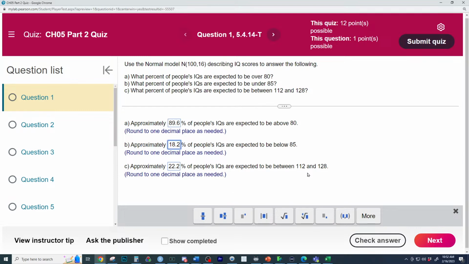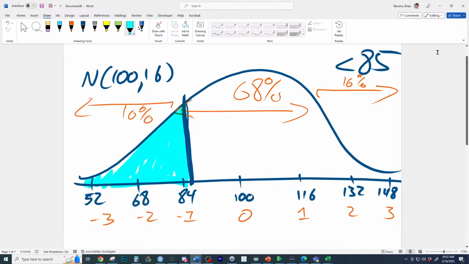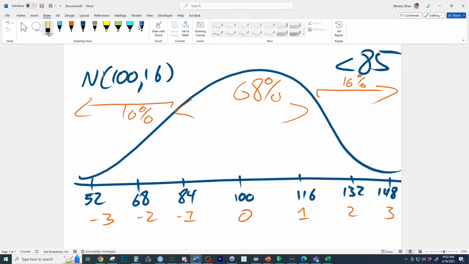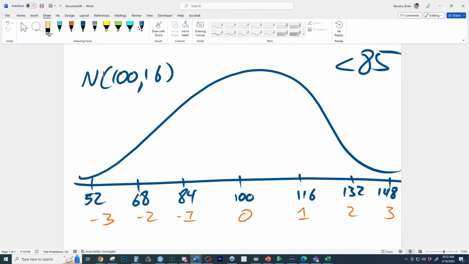And then this says between 112 to 128. And we're basically just doing what the applet does for us. 112 to 128 right here. So when we go from 112 to 128, we're going right here to 112, which is a z-score of 0.75. And 128.